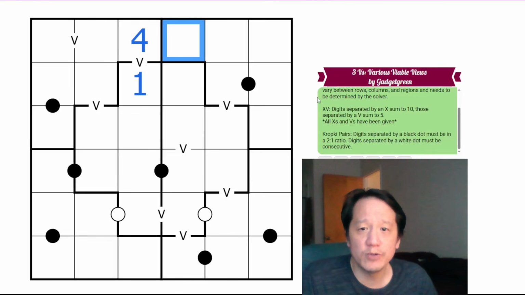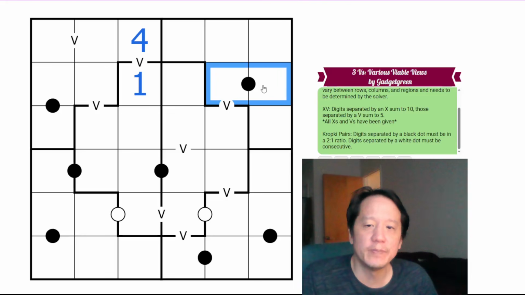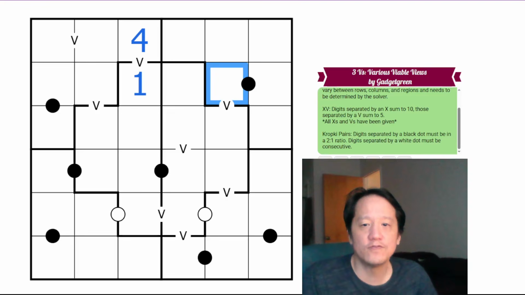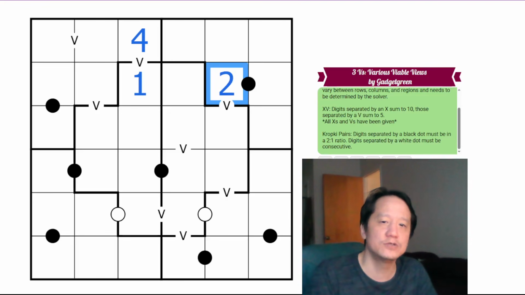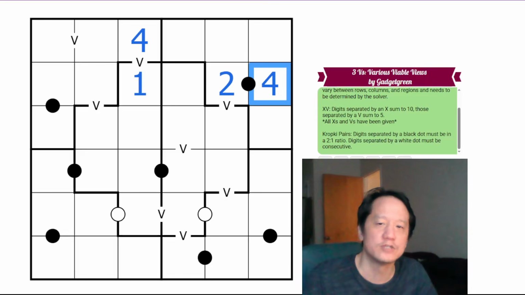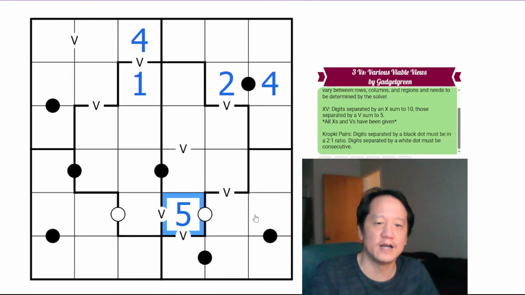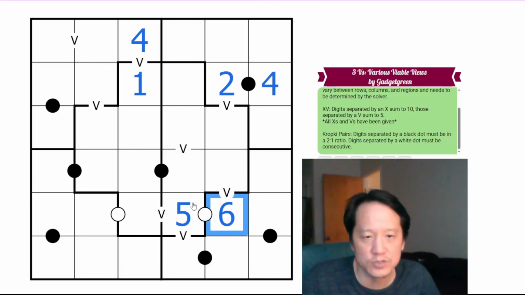And finally, we have Kropki pairs, where digits separated by a black dot must be in a 1:2 ratio. Digits separated by a white dot must be consecutive. So, for example, if this were a 2, this would have to be 1 or 4 to maintain the 1:2 ratio between them. If this digit was a 5, this would have to be 4 or 6 to make sure that those digits are consecutive. And those are all the rules.